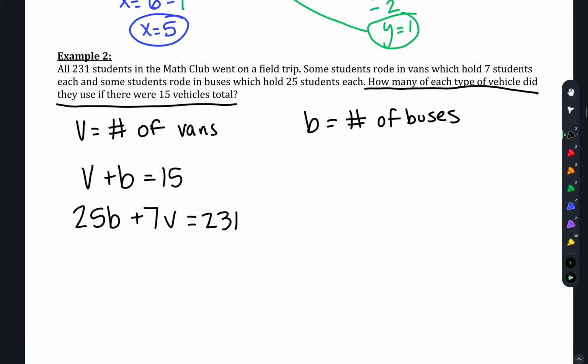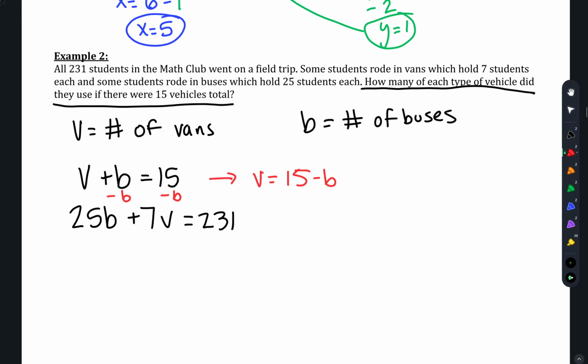Now I'm looking for what's going to be the easiest to isolate. V and B both don't have numbers in front of them, coefficients, so I can go with either one. I'm going to do the vans first. I'm going to isolate the vans, so that means I'm going to move B to the other side. So V equals 15 minus B. V is now isolated, so I'm going to take this and plug it in right here for V.